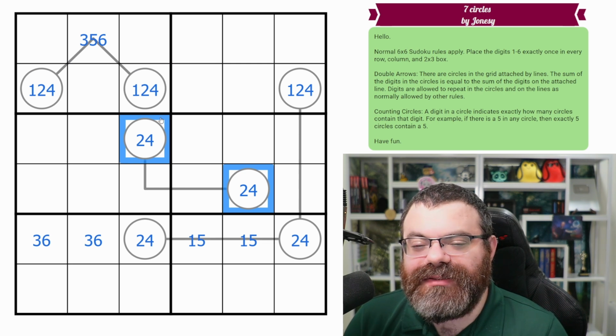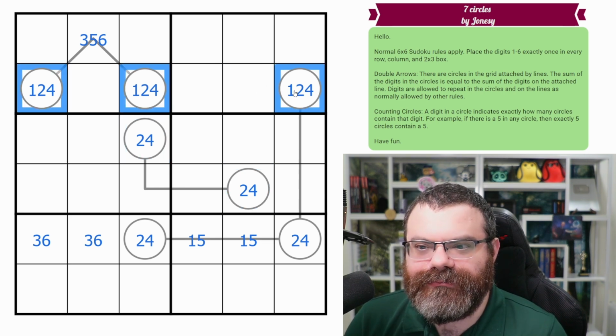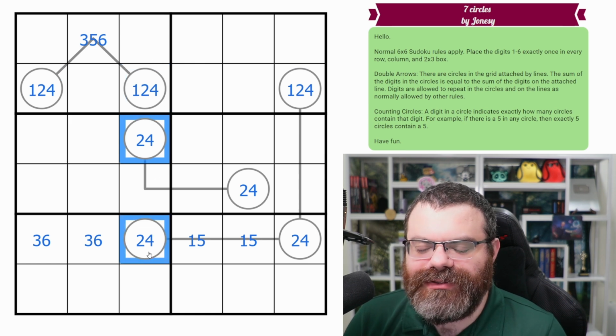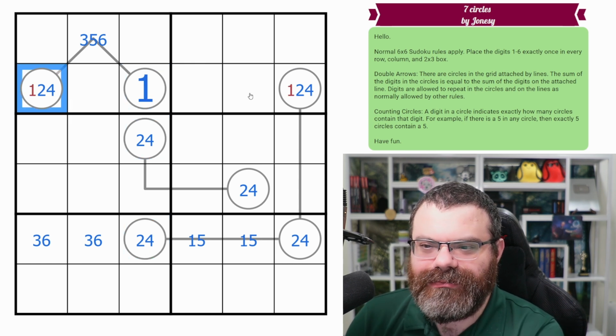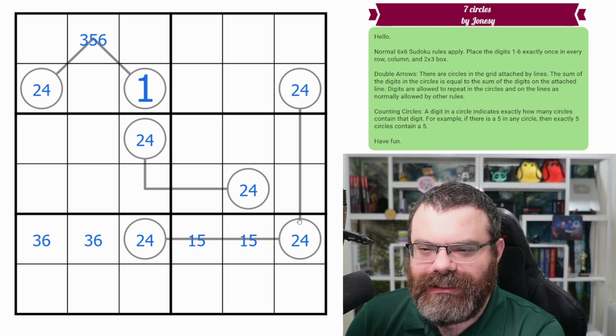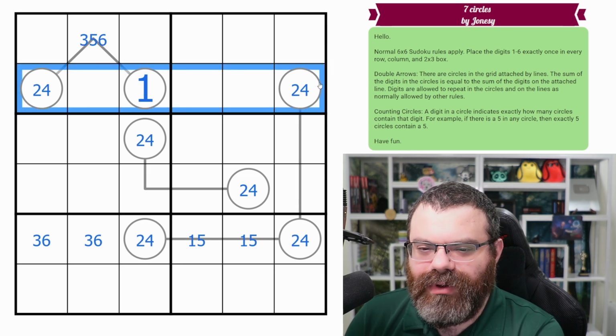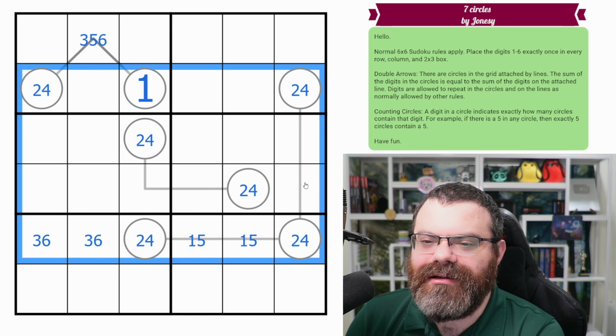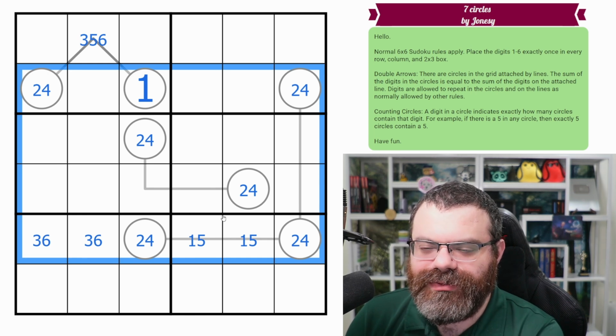Okay, let's think about this. We need 4 4s. One of them is here. Look at this. We have this 2, 4 pair here. So this is the 1. That's even easier. But where are my 4 4s? 1, 2, 3, 4. Yeah, I can cover all of the circles in 4 rows.